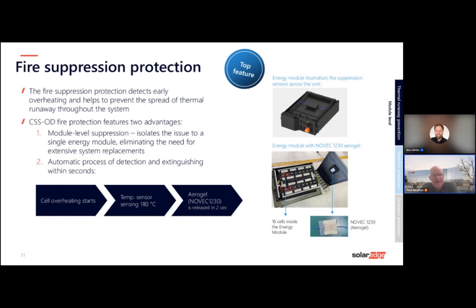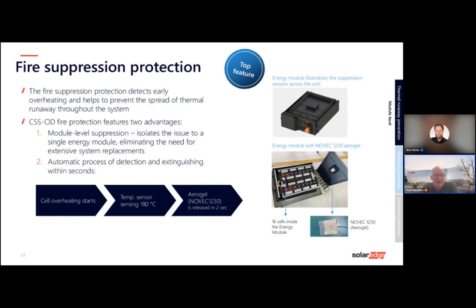And if we look then at the individual fire protection that we have for the individual drawers of the system, it detects overheating and helps to prevent the spread of thermal runaway throughout the system. You can see there the lid is taken off the unit. You can see the individual 16 cells that you'll have there. That's a 5.02 kilowatt-hour drawer that we have on there.